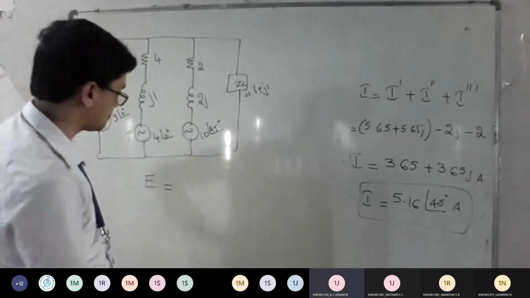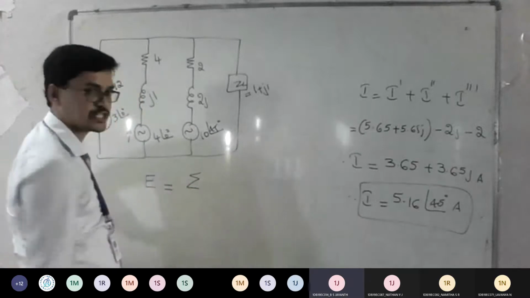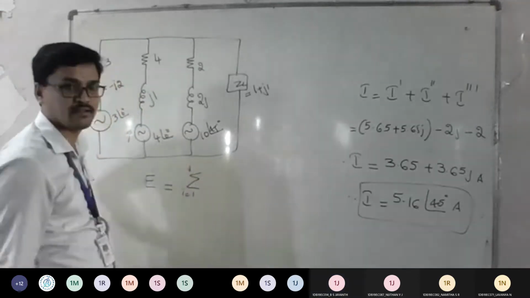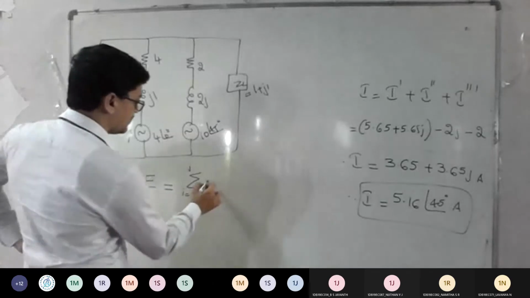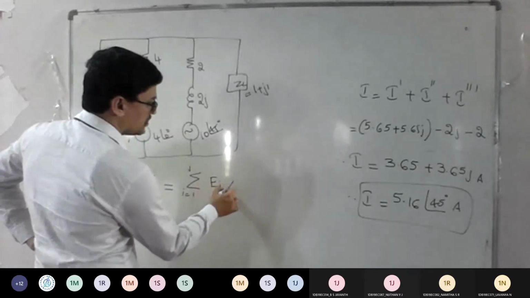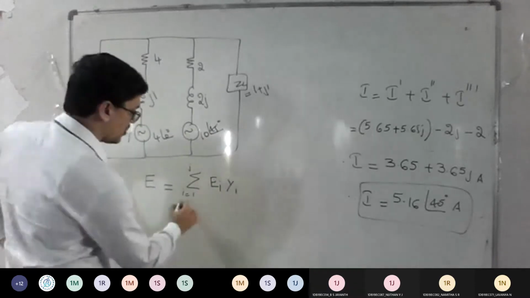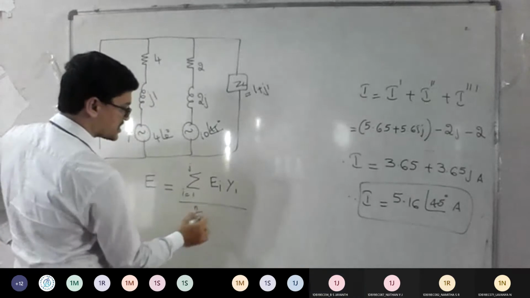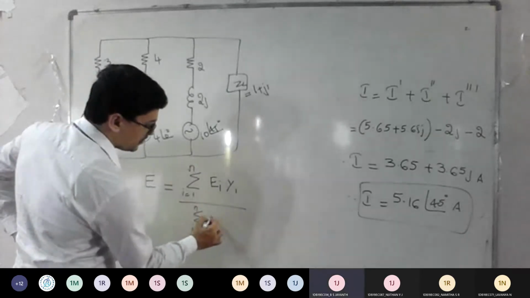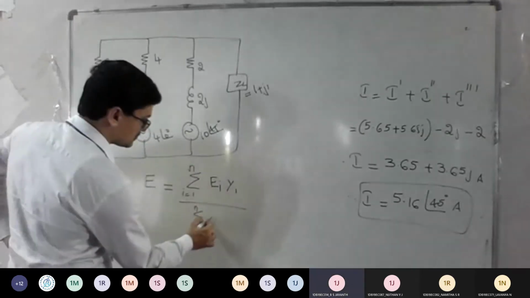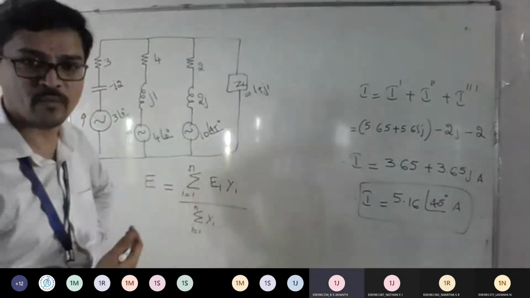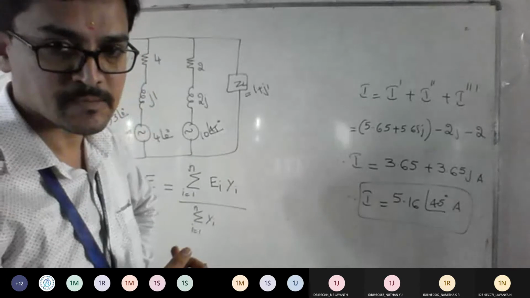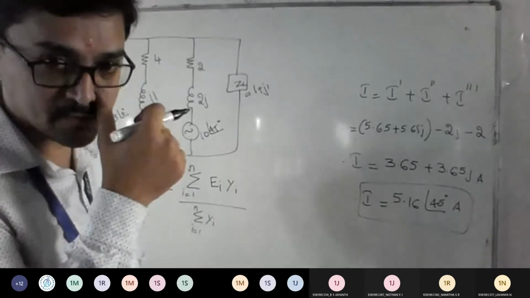Total voltage is equal to summation of Ei Yi, i varying from 1 to n, whole divided by the summation of Yi. So I will take this variation 1 to n only. So is it 1 by i or only Yi? Yi, sir. So this is the formula. I hope everyone remembers, right? Everyone remember this? Correct or not?